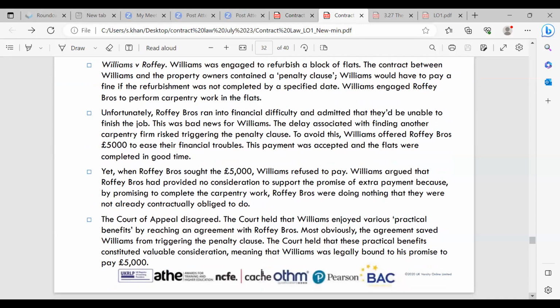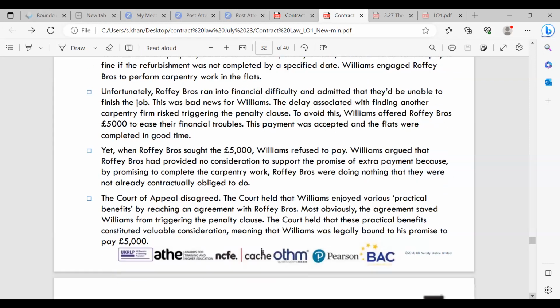Yet, when Roffey Brothers sought the £5,000, Williams refused to pay. Williams argued that Roffey Brothers had provided no consideration to support the promise of extra payment, because by promising to complete the carpentry work, Roffey Brothers were doing nothing that they were not already contractually obliged to do.